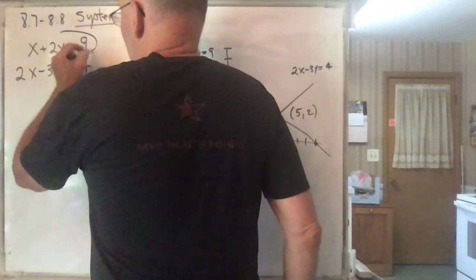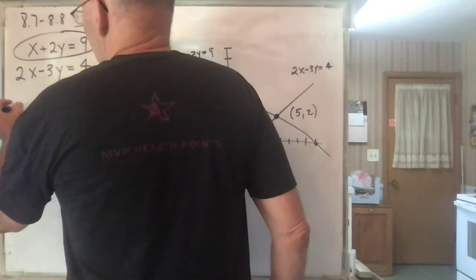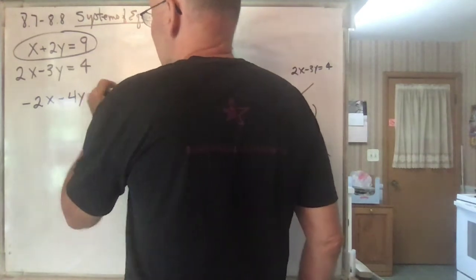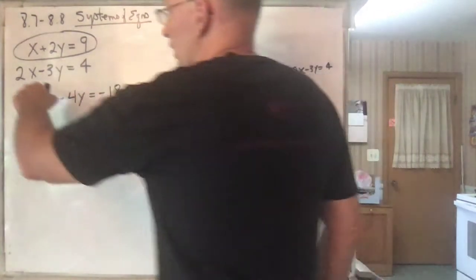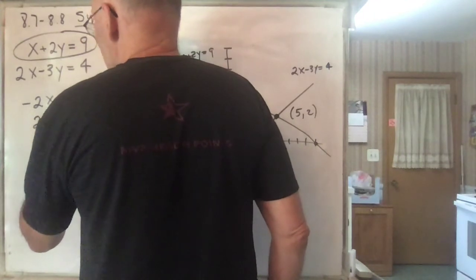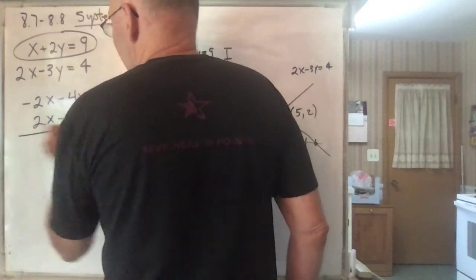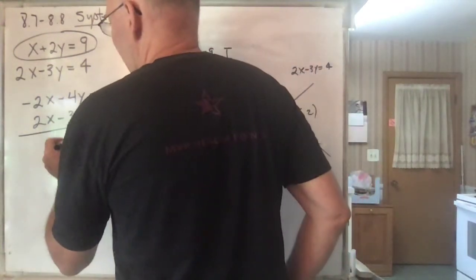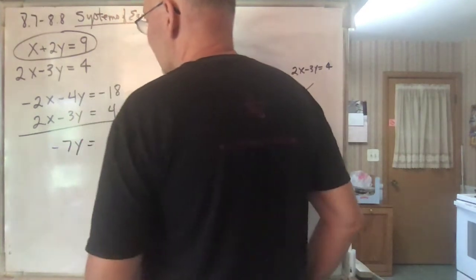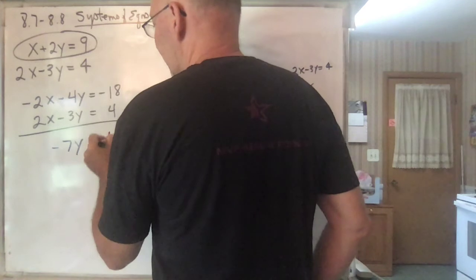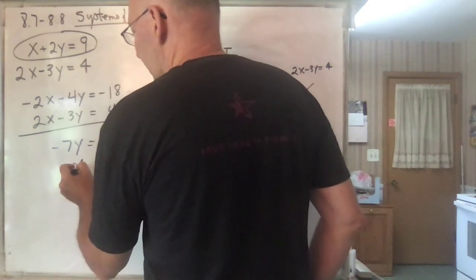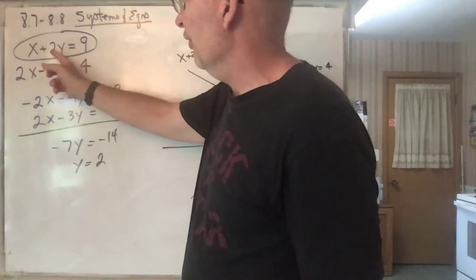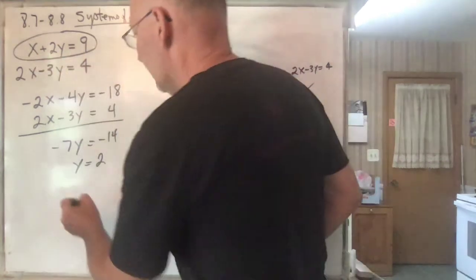If I had multiplied this equation by negative 2, then we would have gotten negative 2x minus 4y is equal to negative 18. There's the whole equation multiplied by negative 2. Now leave this one just as is. And again, now I can just add these two together, and I have no x's, and notice I have negative 7y is equal to, if I add these together, I'm going to get negative 14. So dividing both sides by negative 7, I get y is equal to 2. Once I have that y is equal to 2, I have x plus 4 is 9. That means that x has got to be 5 again.